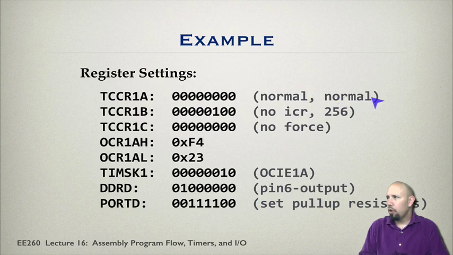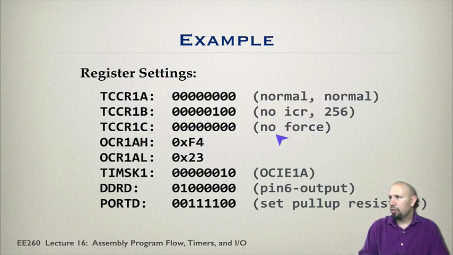So this is normal with respect to what's called the CS pins. Okay, so the normal mode is the simplest mode. The B register, I'm going to set it so that it has no ICR associated with it, and the prescale is going to be 256. Okay, and so that gives me this value here. That's what I need.